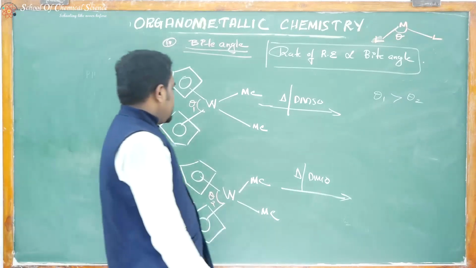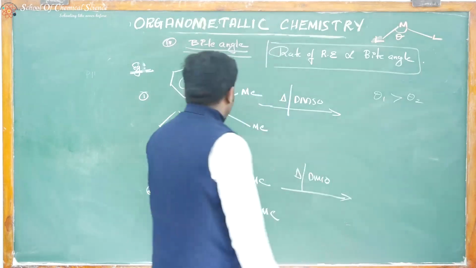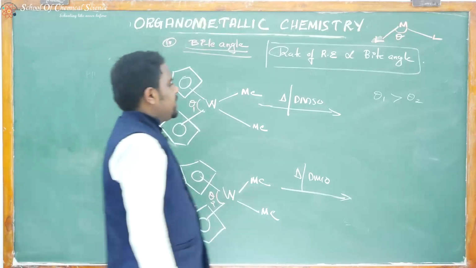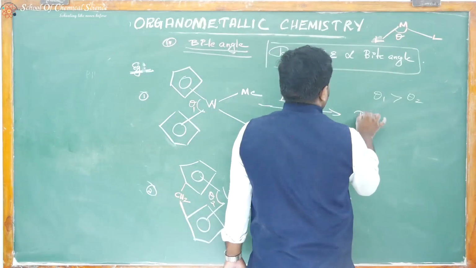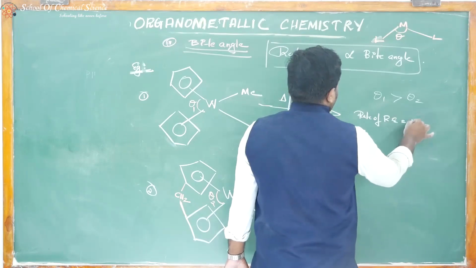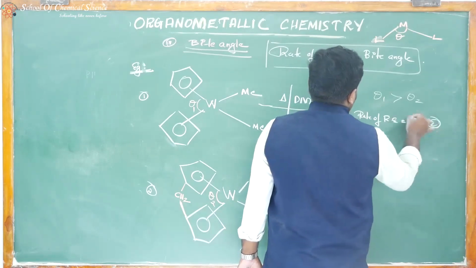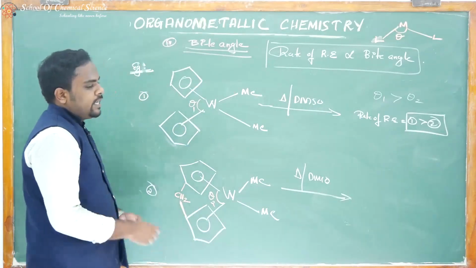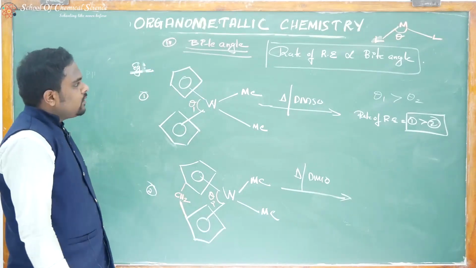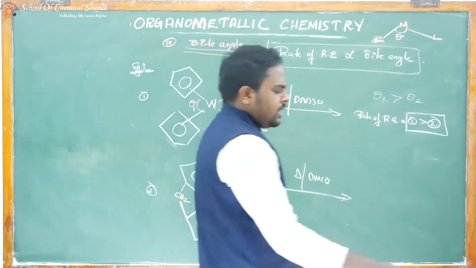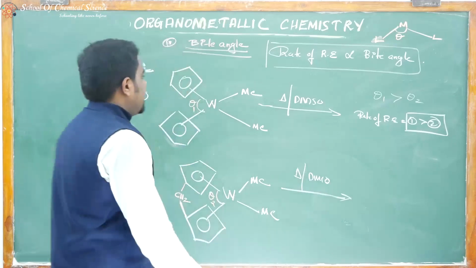So what will be the rate of reductive elimination? The rate of reductive elimination of 1 is greater than 2. The higher the bite angle, the higher the rate of reductive elimination. Okay. Then write one of the previous questions from the NET exam.